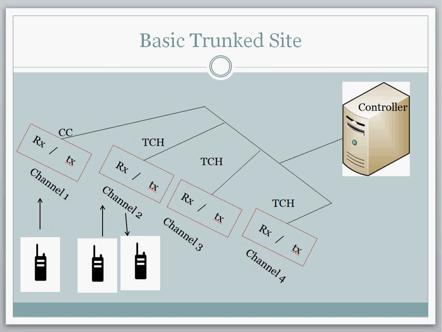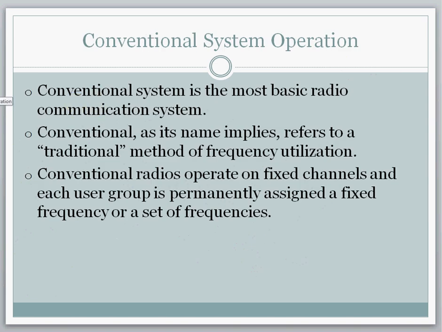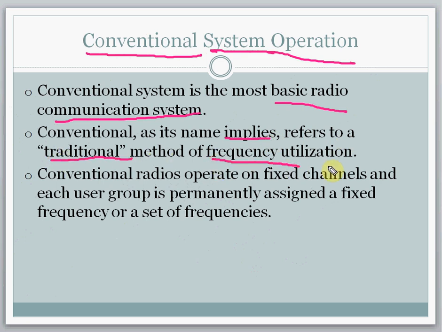So now we will move to the second slide about the conventional system. This is a conventional system, opposite to the TETRA system, we will say. In the TETRA system, we have trunking. Trunking means we have many resources, and whoever is free, we will give. That is trunking. But this is a conventional system. A conventional system is nothing but assigning a fixed channel to a fixed user. Conventional system is the most basic radio communication system. And the name conventional implies a traditional method of frequency utilization, meaning the old way of giving the frequency.